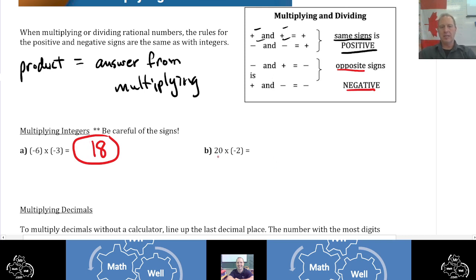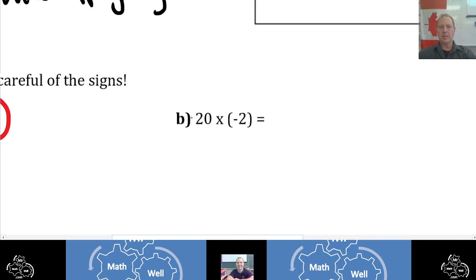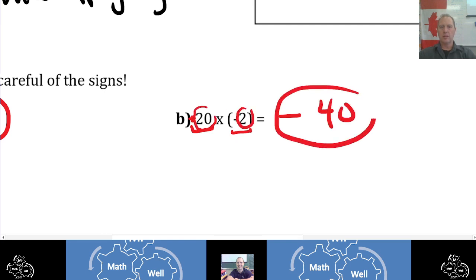Now the signs here in B are different, you see. There's no sign here, and let me just zoom in there. There's no sign on the 20, so that's understood to be positive. So if the signs are truly different here, positive and negative, my answer is going to be negative. And then you just focus on the numbers. 20 times 2 is 40. So that's the answer when you multiply a positive 20 times a negative 2: negative 40.